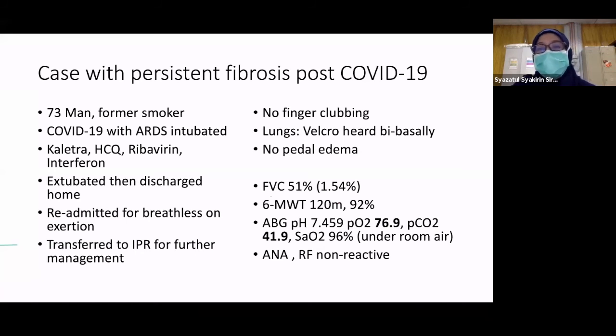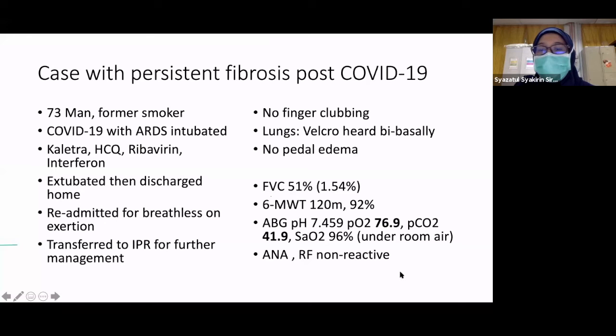So clinically, there's no finger clubbing, with crepitations heard basally. When we performed the lung function test, this was close to 3 months after discharge. The forced vital capacity read at 51%, which is low. So this reads as a restrictive pattern. The normal is anything above 80%.